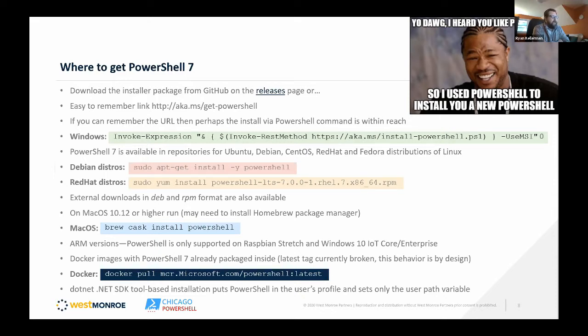Red Hat derivative distributions are a little bit more complicated. You've got a heck of a package name there to remember for the RPM file. You don't have to necessarily go through repositories. Also, you can externally download debs and RPMs and deploy to operating systems that way in a Linux heavy environment. If you are running macOS 10.12 or higher, you can use brew to install PowerShell on your Macintosh operating systems.